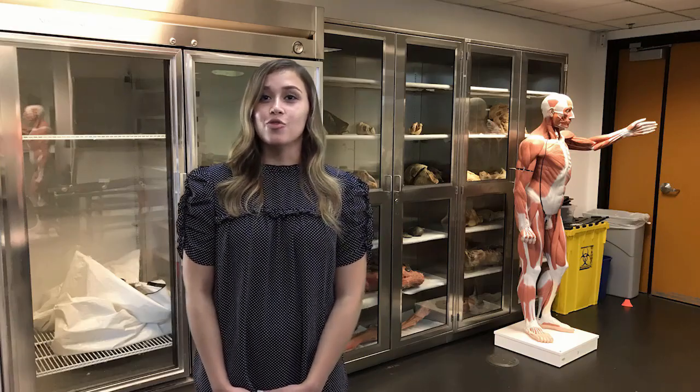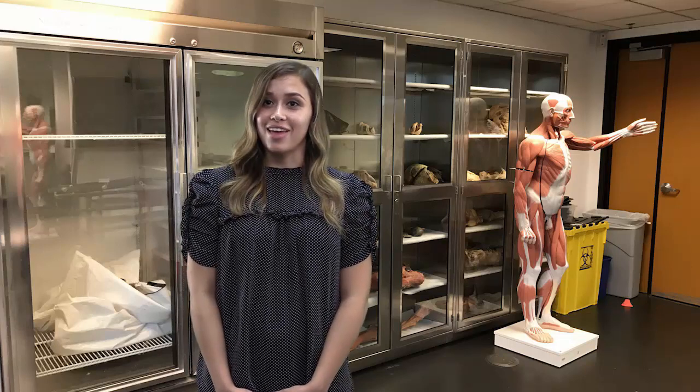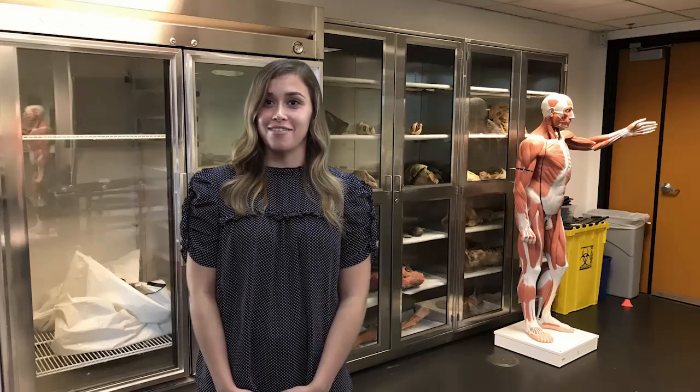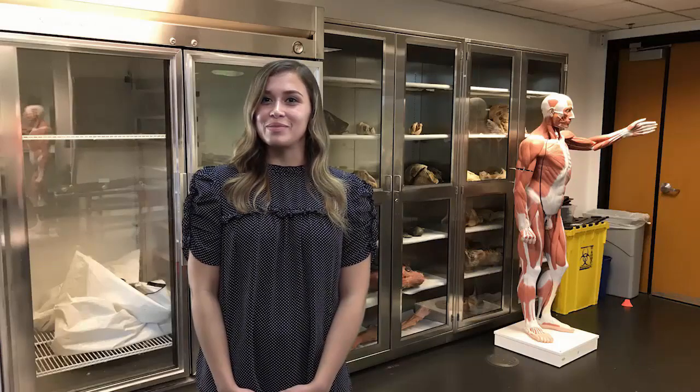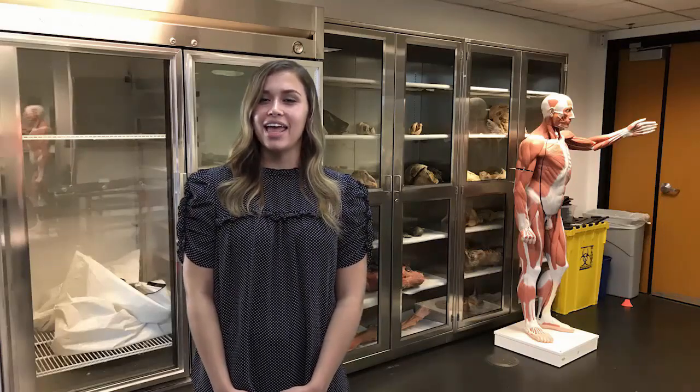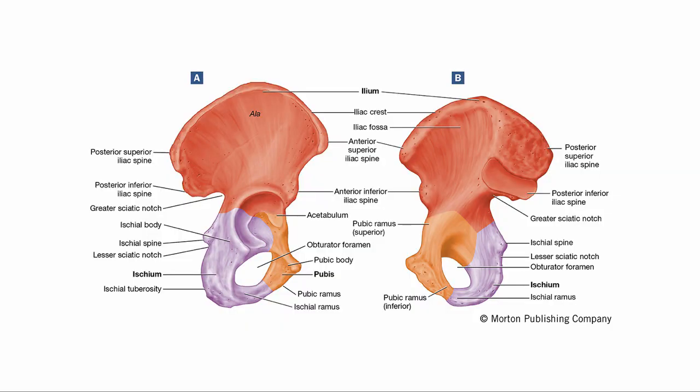Next, we will briefly review the pelvic girdle. There are 3 bones in the pelvic girdle: the ilium, the ischium, and the pubis. These bones are fused together to form the hip bone, known in anatomical terms as the os coxa. The ilium will be the most superior bone, the ischium will be the bone on the posterior inferior side, and the pubis is the anterior inferior bone of the os coxa.